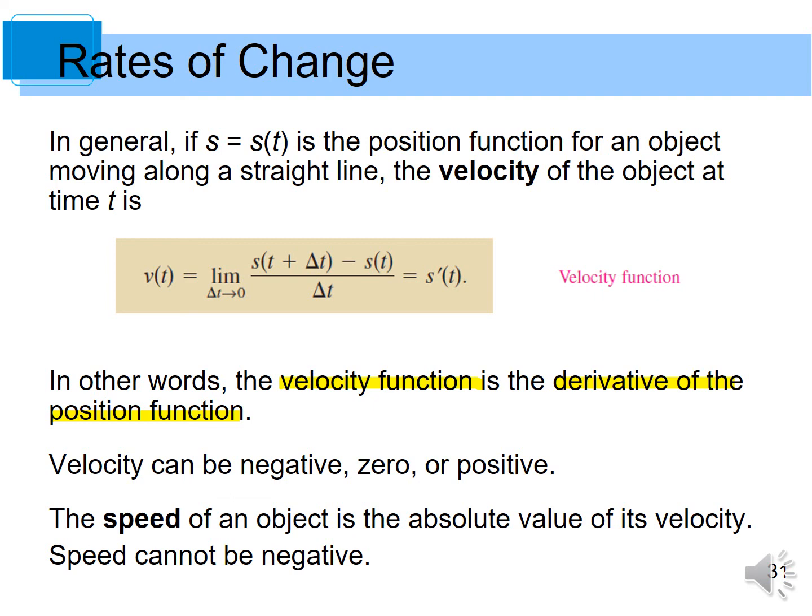Velocity can be negative, 0, or positive. The speed of an object is the absolute value of its velocity. Speed cannot be negative.